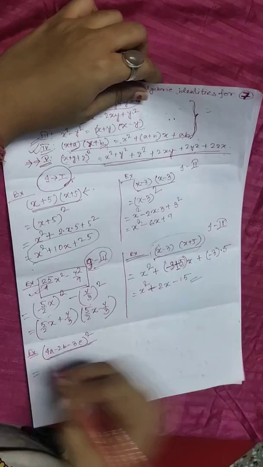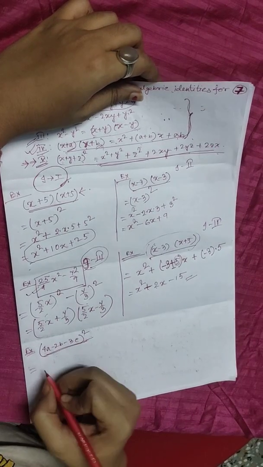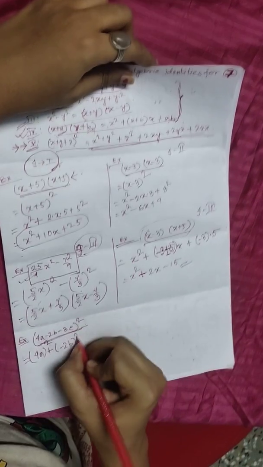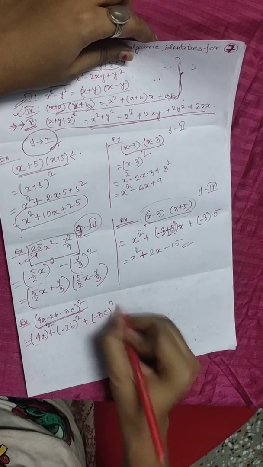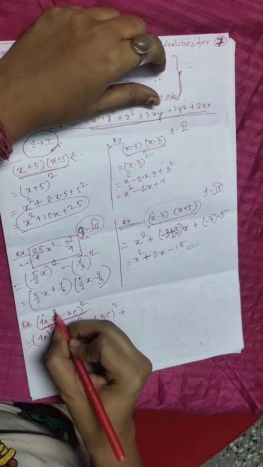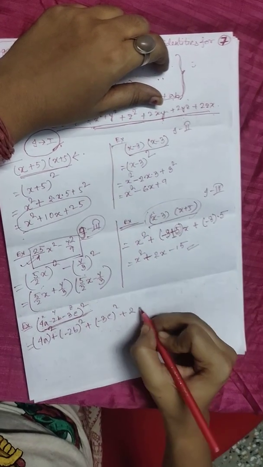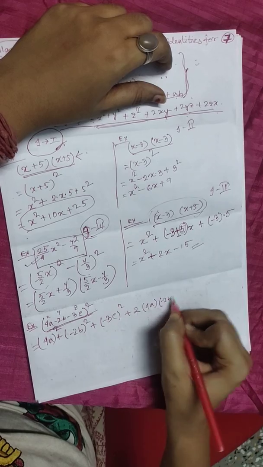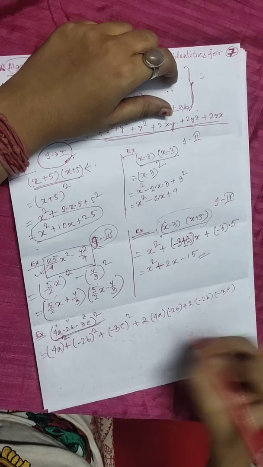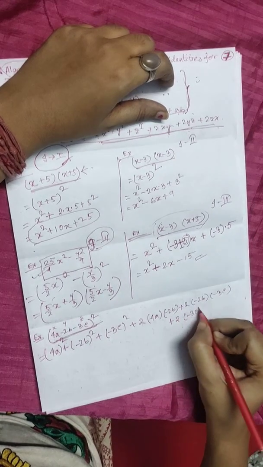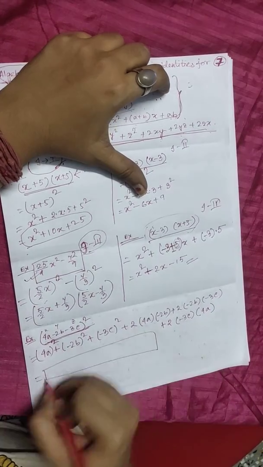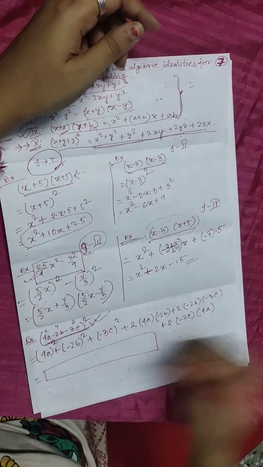Here it is said this. So if I use this identity 5 here, it will be (4a) whole square plus (minus 2b) whole square plus (minus 3c) whole square, and then 2xy, 2yz, 2zx. Here it is x, it is y, it is z. So we get 2 into 4a into minus 2b plus 2 into minus 2b into minus 3c plus 2 into minus 3c into 4a. And by calculating this, you will get the expansion of this term by using identity 5. That's all.